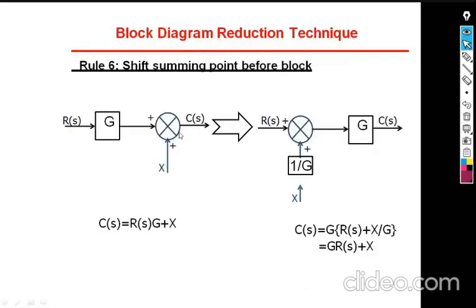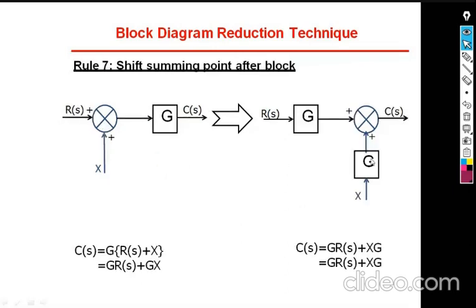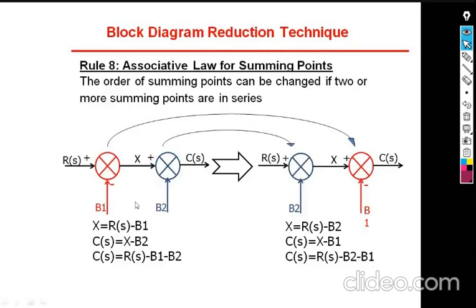And in the same way, the summing point: if you want to move the summing point before the block, then you need to divide by G. And if you want to move the summing point after the block, then you need to add with G. Now finally rule number 8 is, if the summing points are like this, then you can rearrange these summing points without any change. So if B1 is here and B2 is here, and you want to change the position of B1 to B2 and B2 to B1, then there will not be any change in the output, as I told you in the explanation in the previous class. Then 2 plus 4 plus 6 is also equal to 6 plus 4 plus 2.